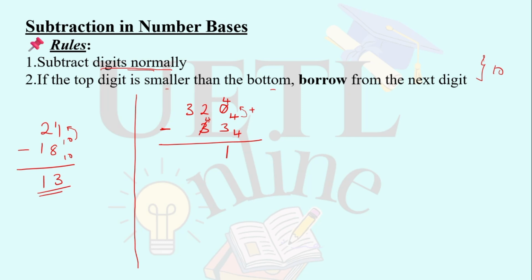So we borrow 4 from this base and put it here. It's going to be 6. Then we put 1 here. So it's going to be 6 minus 4, which is 2. Then here it was 3 minus 1. This is bigger than this, so it's easy. It's going to be 2. So this is going to be our answer, 2 2 1 in base 4.